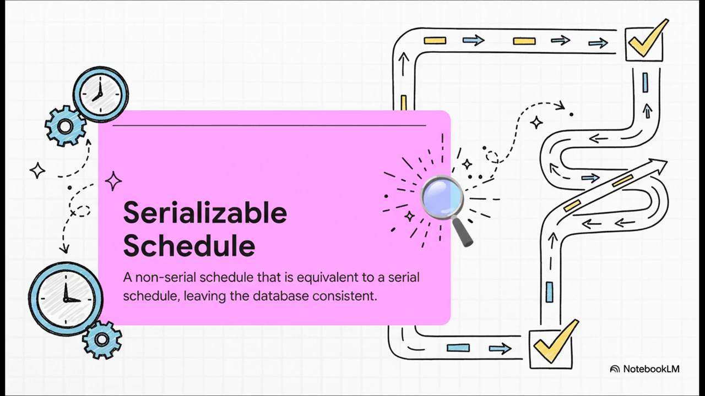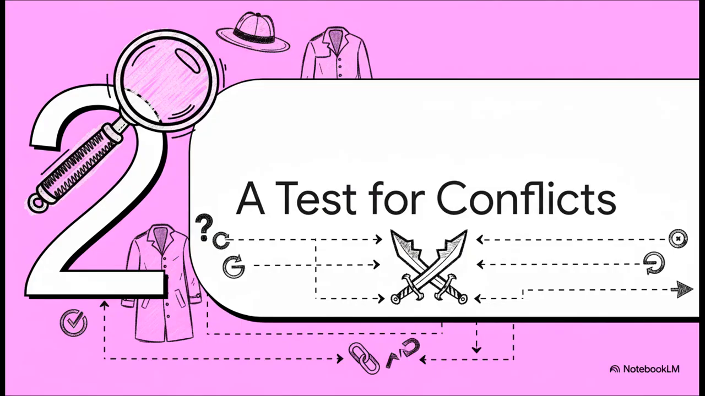That's our goal. Okay, that sounds great, but how do we know if one of these jumbled up schedules is actually safe? We need a test, right? We need a detective's tool for finding clues, and in the database world, those clues are called conflicts.